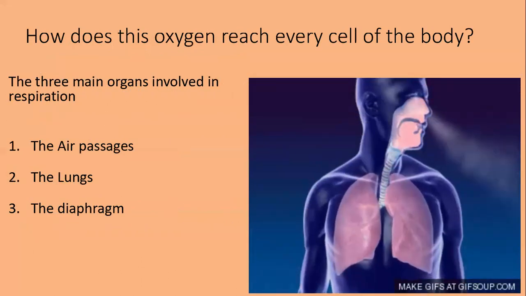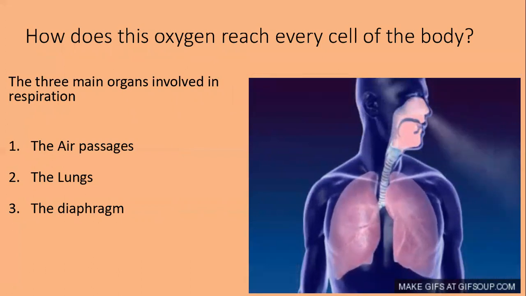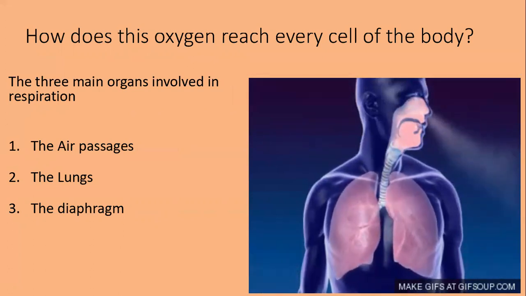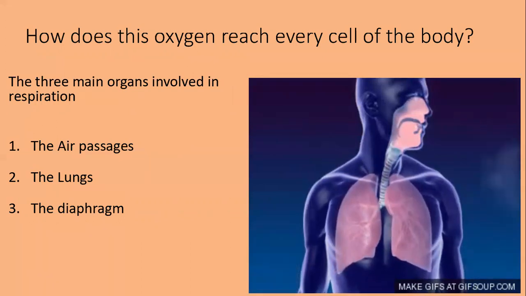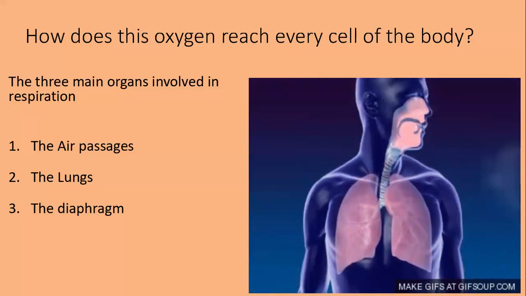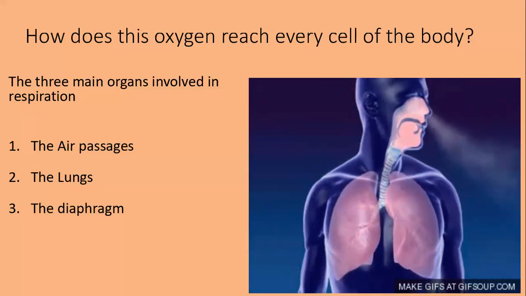How does this oxygen reach every cell of the body? The three main organs involved in respiration are the air passages, the lungs, and the diaphragm.